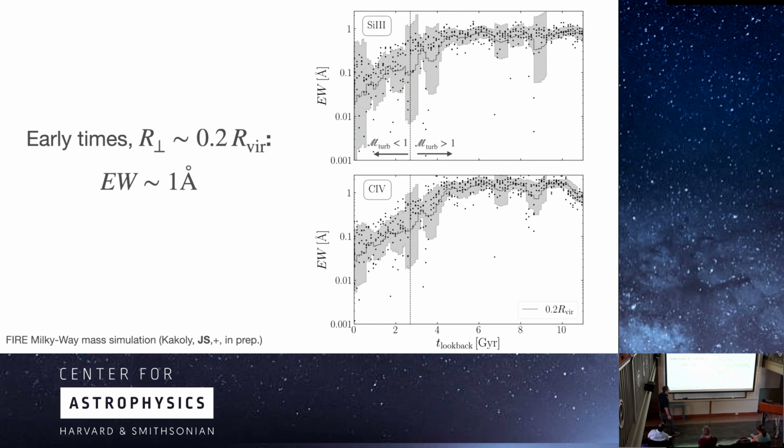This is another prediction, where he plotted the equivalent width of different absorbers as a function of look-back time. What you can see here is that at early times, when the turbulence is supersonic, the equivalent width is simply above roughly 1 angstrom. Only after the hot gas forms and the turbulence becomes subsonic do the equivalent widths start to drop. In the supersonic turbulent phase, the equivalent width is 1 angstrom, both in silicon-3 and in carbon-4.